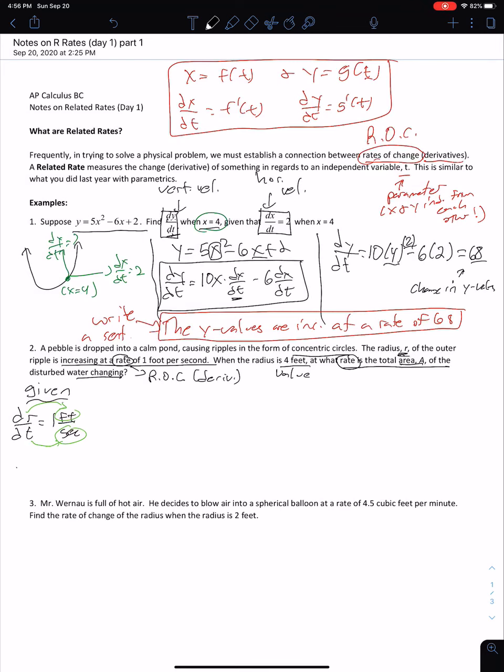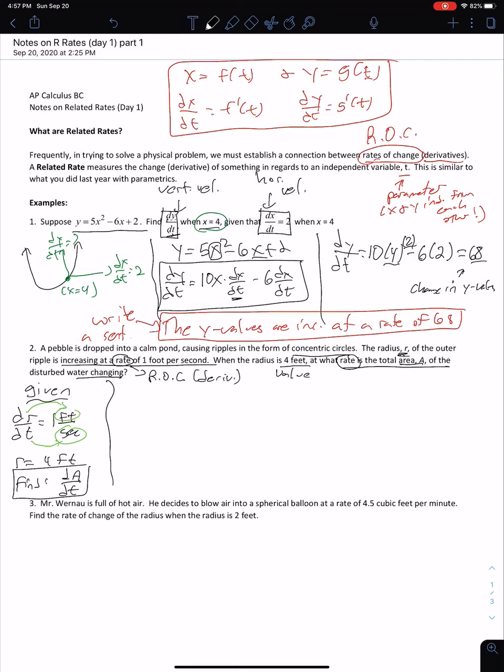The next thing they tell us is the radius is 4 feet. And we want to find, I'm going to go write out what I'm going to find, the change in area. So dA stands for the change in area over a unit time. Change in area over change in time. This is what we want to find. And I'm going to list both of these out. The AP will give you a point just for writing that out there.